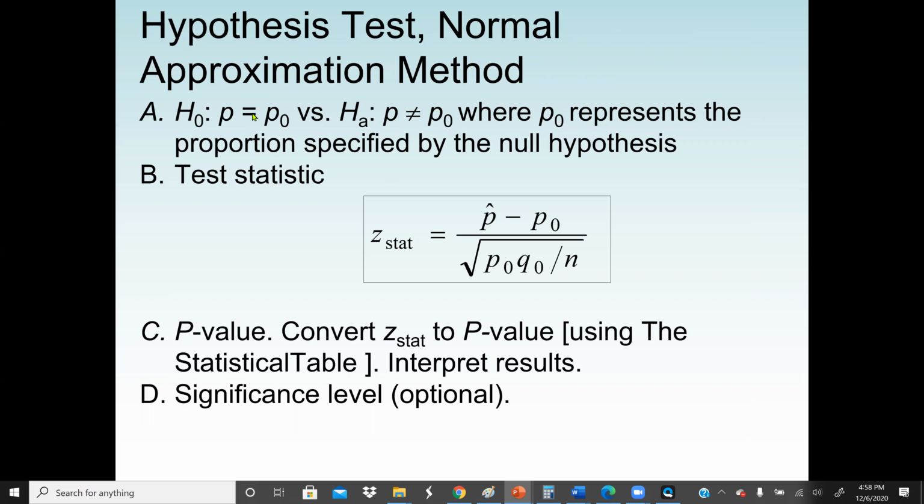This is what we agree on from our previous studies. Let's say the question asked is that the proportion of people who had a certain disease in 1970 was 0.2. Now I want to test today if it's still 0.2. So I'll say P equal to 0.2, and then the alternative hypothesis will be P not equal to 0.2, or P is less than 0.2, or P is greater than 0.2.